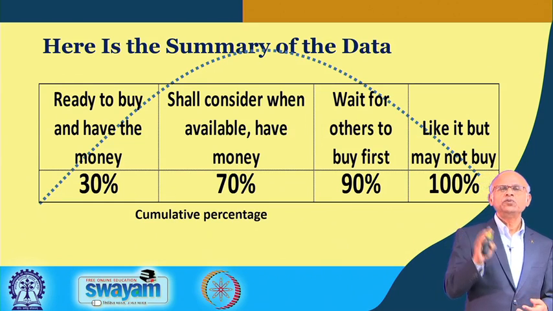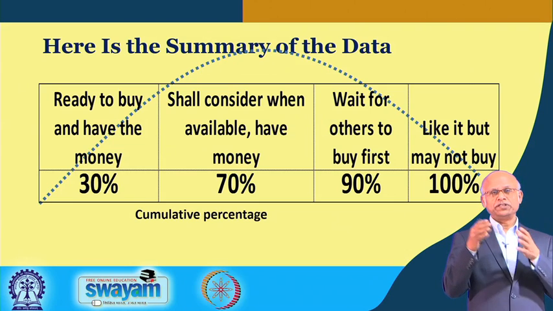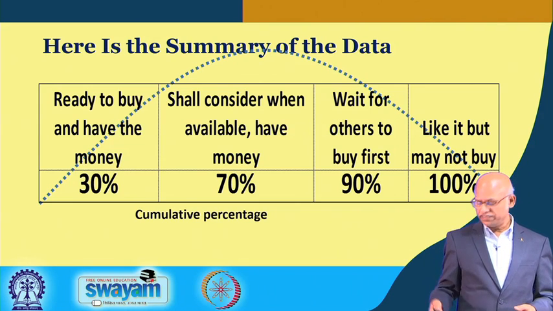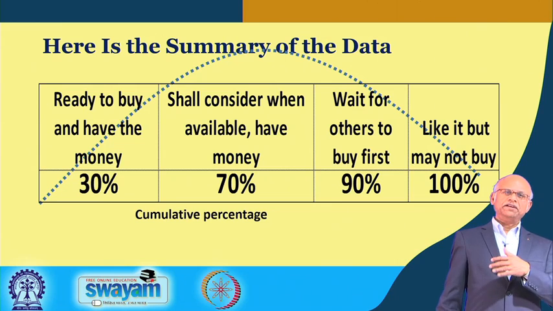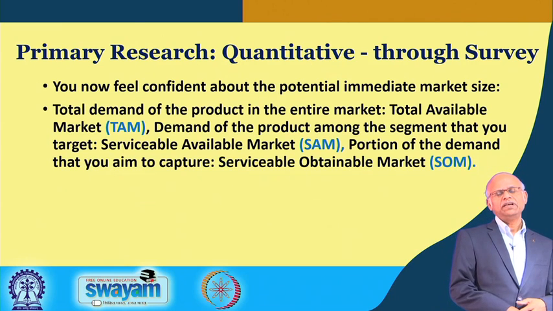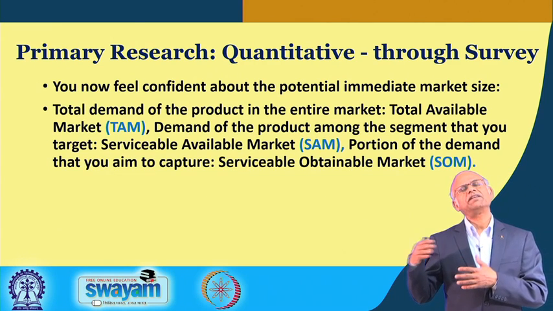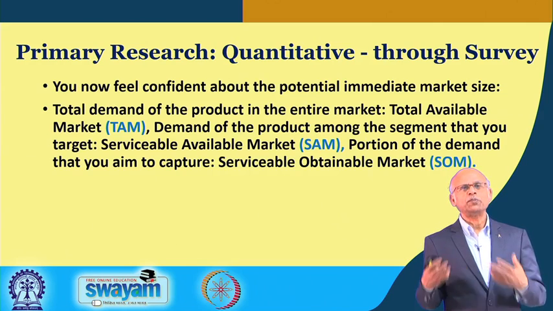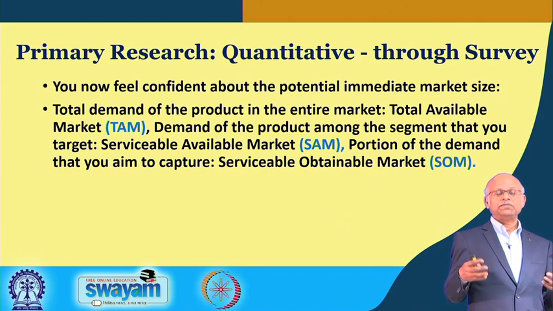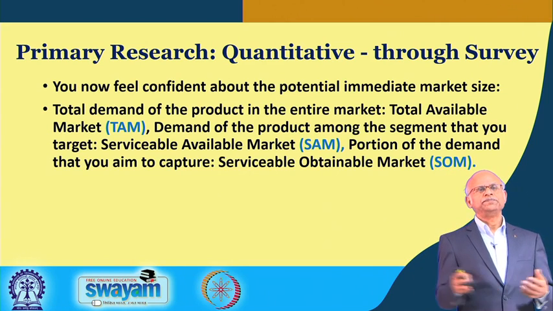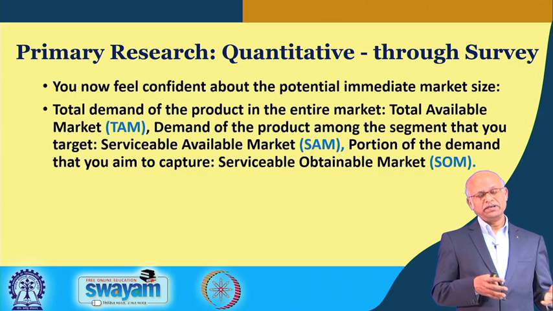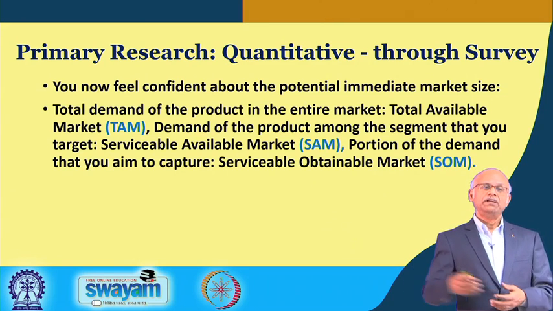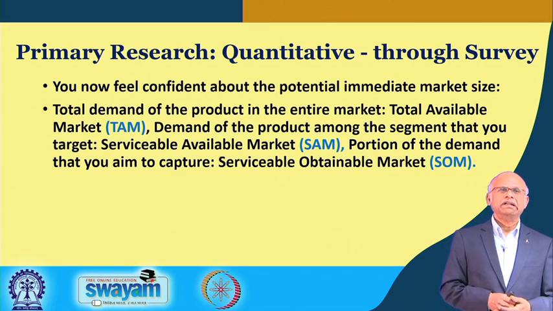This is putting it in a cumulative manner: 30%, 30 plus 40 is 70%, 70 plus 20 is 90%, 90 plus 10 is 100%, and how they are distributed in the graph of product adoption, in our product adoption curve: early adopters, early majority, late majority, and then laggards.